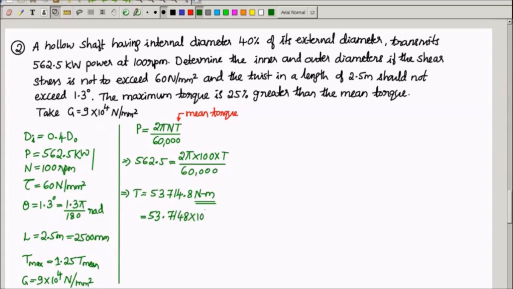53.7148 into 10 power 6 Newton millimeter. Because I'm converting meter to millimeter, so there 10 power 3 will come. And I'm shifting the decimal point after 53, so another 10 power 3. So totally it becomes 10 power 6. This is the T mean.